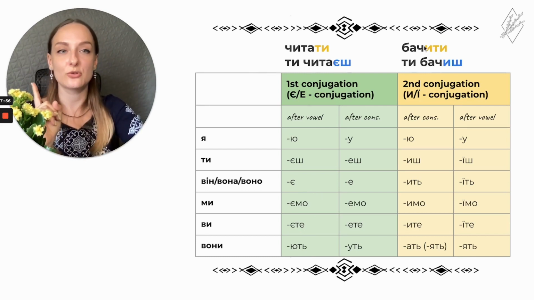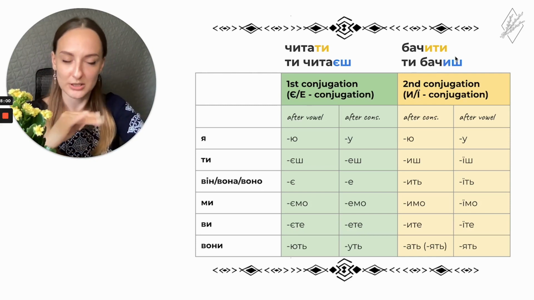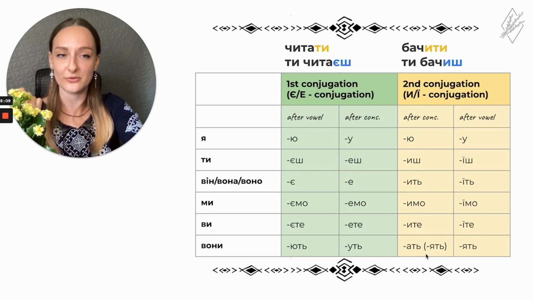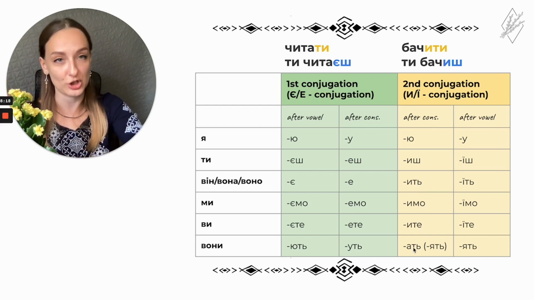Second conjugation. Бачити. Here we need to drop the ending ити. We will speak about it in more detail later. So we have the stem ending with a consonant ч, and after a consonant we need to use this first set. Я бачу, ти бачиш, він бачить, ми бачимо, ви бачите, вони бачать.